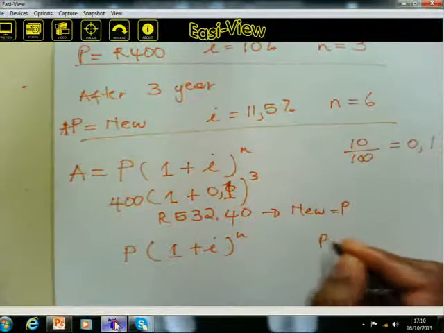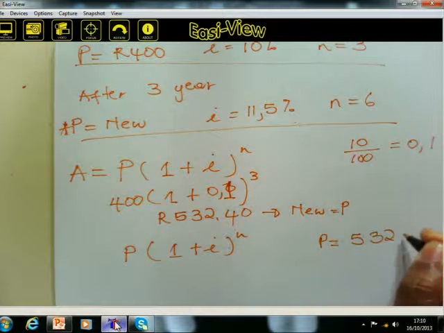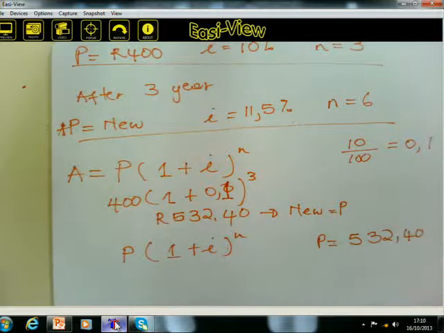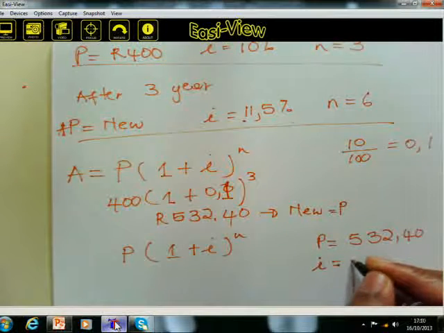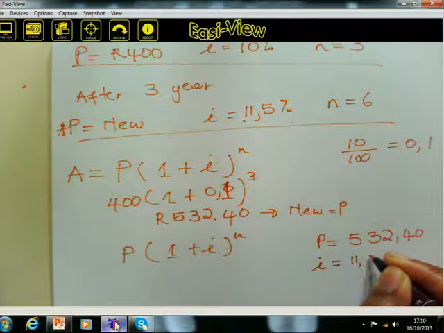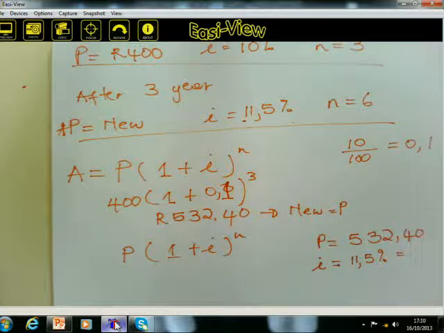What is our P? P is the new amount, which is 532 rand 40 cents. What is our i? There is our i. Our i is 11.5%, which is the same as 0.115, and then we have our n. Those are the number of years that are left. We have 6.